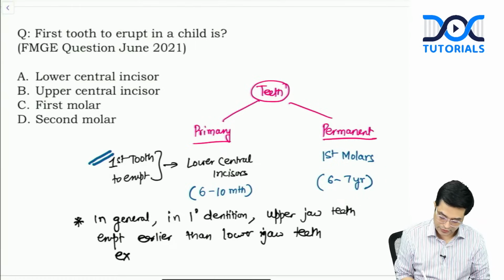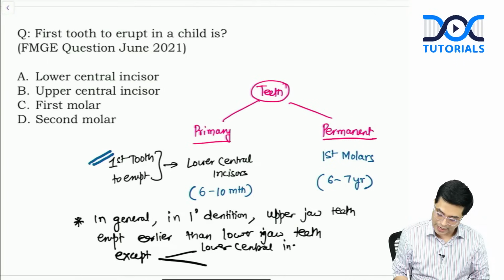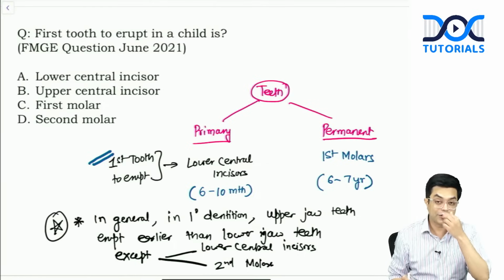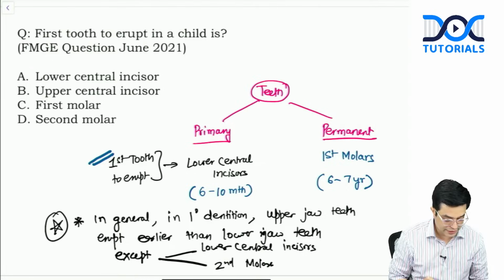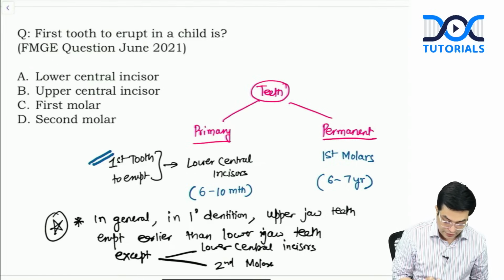Except the one which we just discussed, lower central incisor, which is actually the first tooth to erupt, and second molar. So this is the extra edge point which you can remember and add to your notes. So the answer to this question is yes, absolutely rightly answered by most of you. That is lower central incisors.